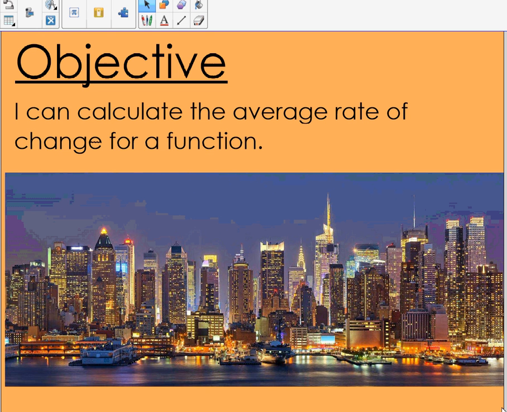Today's lesson is on average rate of change for a function. This is review for you guys. You did this last year in Math 1 with linear and exponential. So today we are going to do the same thing. We're just going to explore it with quadratic functions.